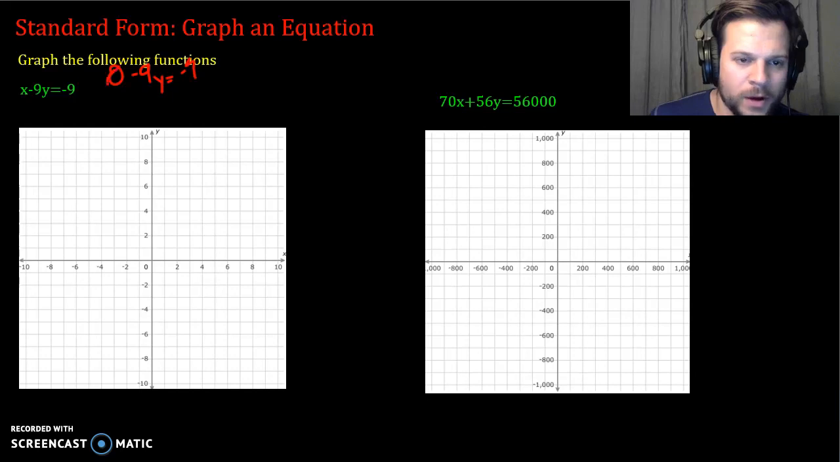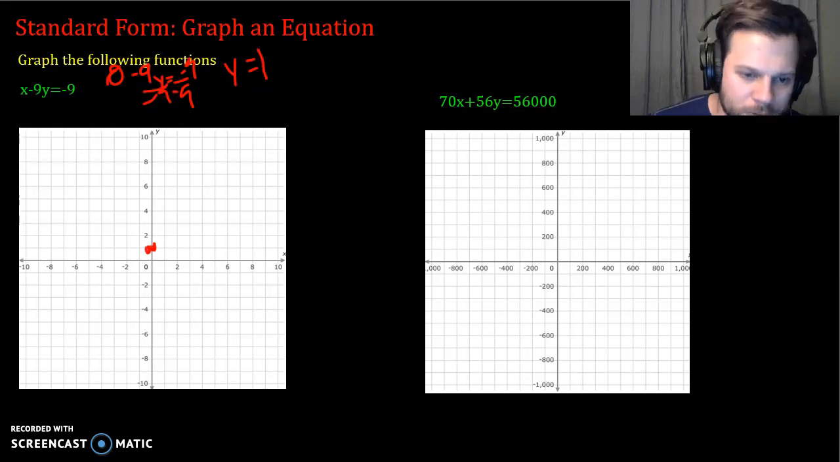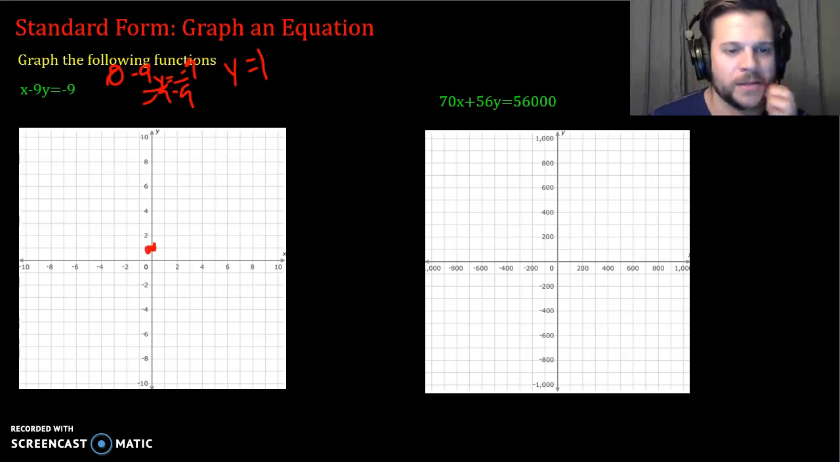So negative 9y, divide both sides by negative 9, and we get y equals a positive 1 as our y-intercept. So I'm going to go to y equals 1 and plot a point right there. Ooh, this is not making good circles. So that's right there at positive 1.